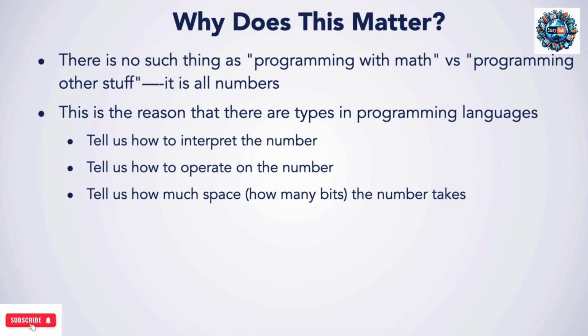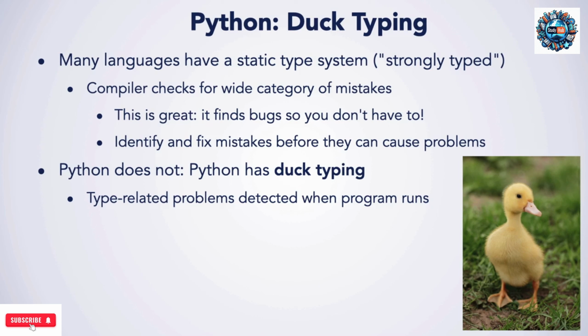This need gives rise to the idea of types. A type tells the computer how much space a particular piece of data needs and how to interpret and operate on the numbers that make that data up. Many languages have a static type system. Such languages are called strongly typed. In these programming languages, a tool called the compiler checks the program to make sure that certain type-related mistakes were not made. If the compiler identifies such a problem, it can report the mistake to the programmer, who can then fix it before trying to run the code. I personally love strong type systems and think that it's great that the compiler can find my mistakes and help me fix them before they cause problems.